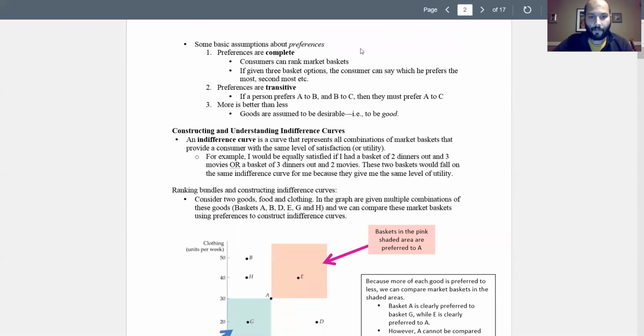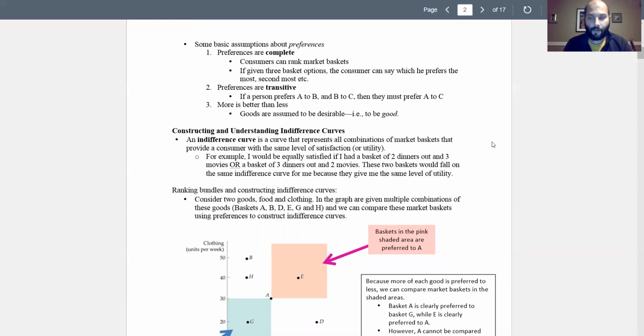First, preferences are complete. That means consumers know how to rank their market baskets. If you have two baskets, A and B, then either A is preferred to B, B is preferred to A, or the consumer is indifferent between the two and likes both exactly the same. Preferences are transitive, so for baskets A, B, and C, if the consumer prefers A to B and B to C, then they must prefer A to C. And finally, more is better than less. We don't have any bads in the world that we're living in. The consumer always wants more of the goods that we're going to be talking about.